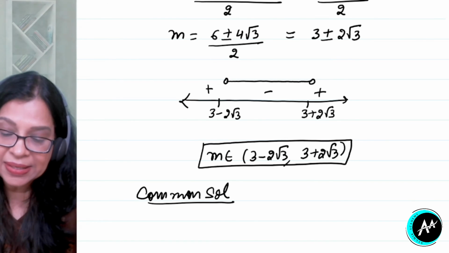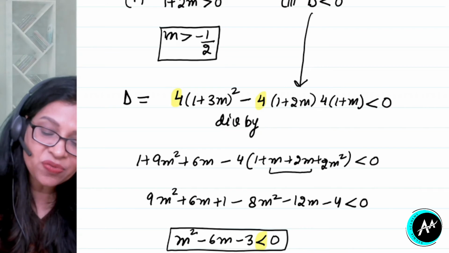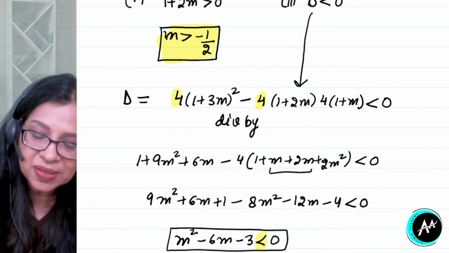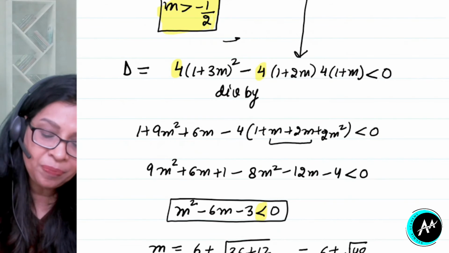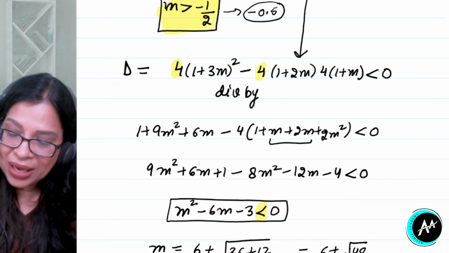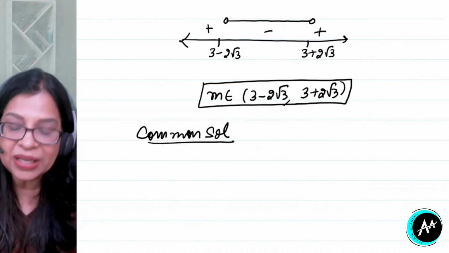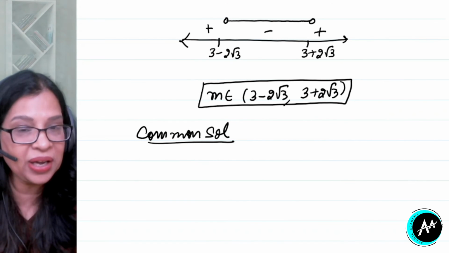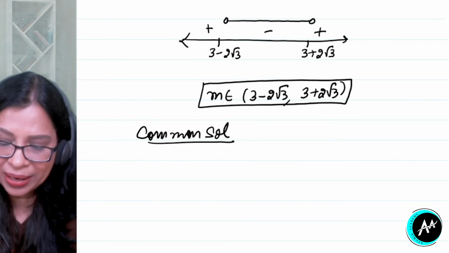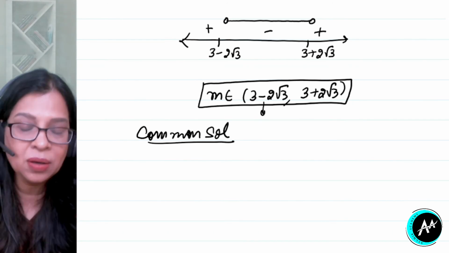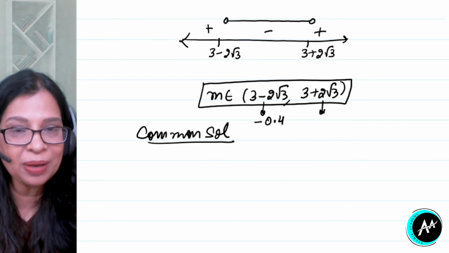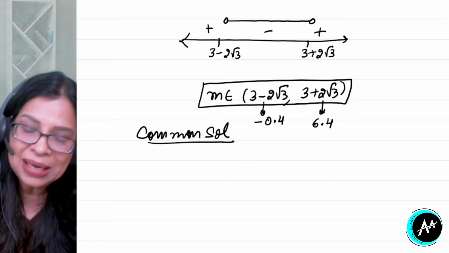What was the first one? See here. First one was this one, that m is greater than minus half. You know that minus half would be equal to minus 0.5, right? Now we have to see the approximate value of these two also. 3 minus 2 root 3 and 3 plus 2 root 3. Now you know that root 3 is 1.7 approximately. So this would be 3 minus 3.4. That means approximately minus 0.4. This would be 3 plus 3.4, approximately 6.4.